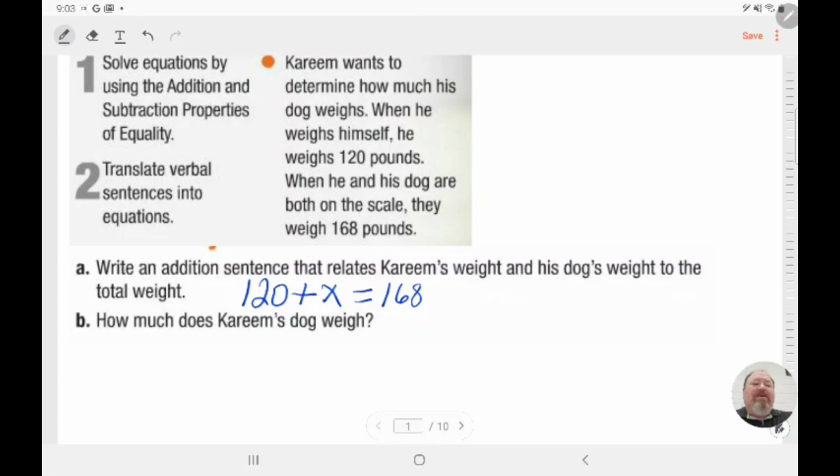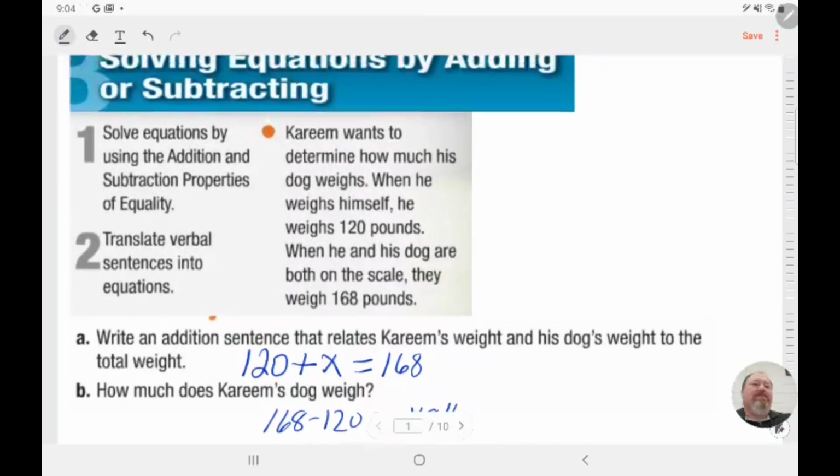Now, B says how much does Kareem's dog weigh? Well, we could simply subtract the 120 from 168, and we would get 48 pounds. Okay? All right. And that's kind of what we're going to look at today, is how we would solve these types of problems.